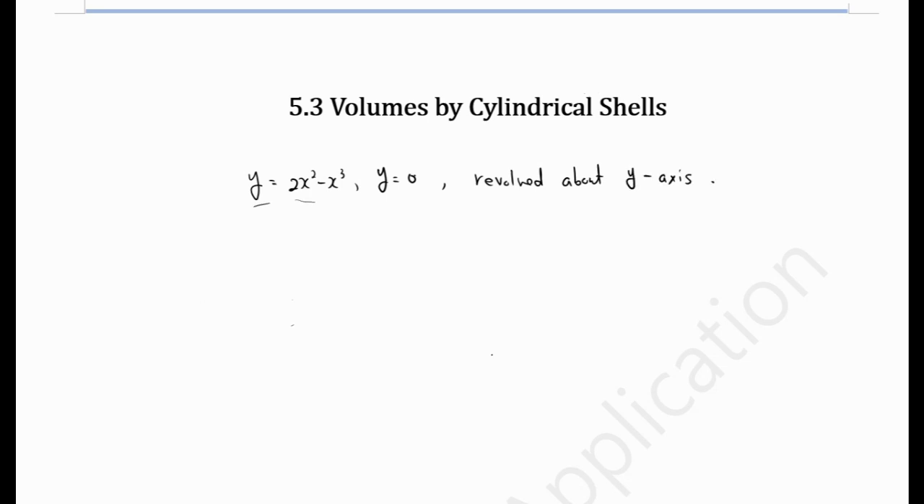So we can draw this graph. The intersection with the x-axis is where 0 equals 2x squared minus x cubed, which factors as x squared times (2 minus x). So we can graph this function. This is the x-axis and this is the y-axis.